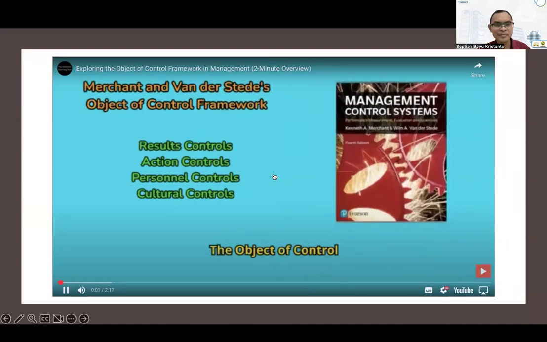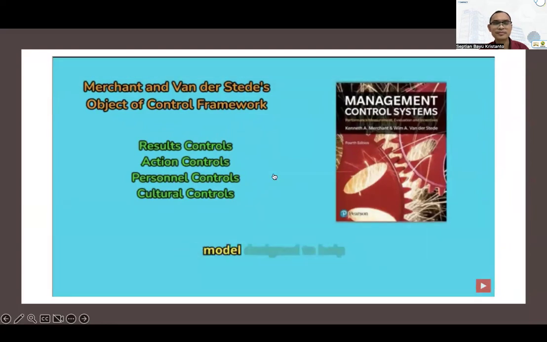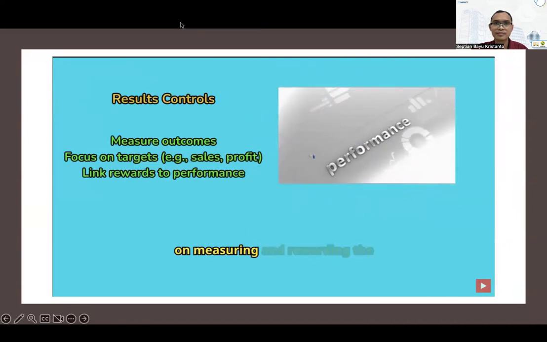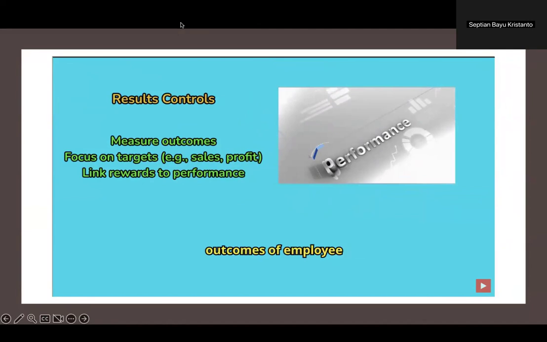The Object of Control framework is a comprehensive model designed to help organizations achieve their goals and manage performance effectively. This framework categorizes controls into 4 distinct types, each crucial in aligning employee behavior with organizational objectives. Results controls focus on measuring and rewarding the outcomes of employee actions.